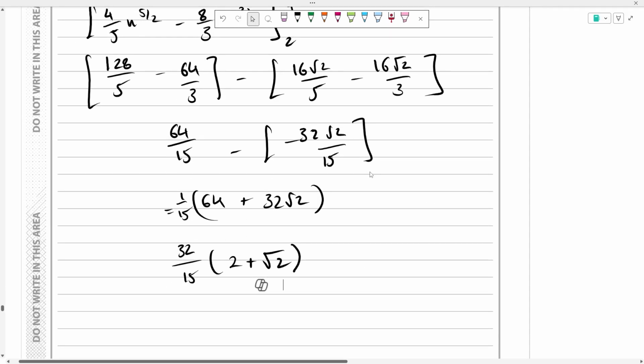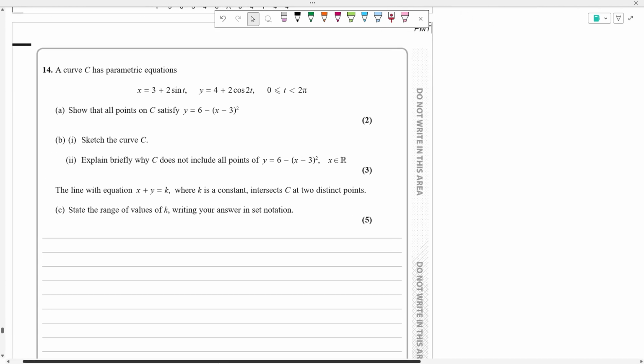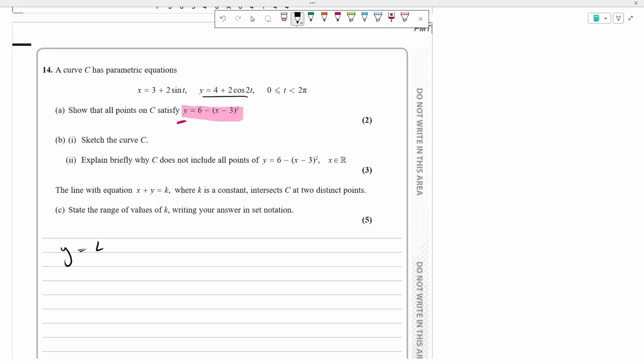Very nice. Question 14, we have a parametric equation question. x equals 3 plus 2 sine t, and we've got y equals 4 plus 2 cos 2t. And we want to show that both of these satisfy this equation here. Well, it says y equals, so I think a good place to start is that we have the y term here in terms of t. y is equal to 4 plus 2 cos 2t. And because it's a show that, we should really try to substitute the x into here somehow.